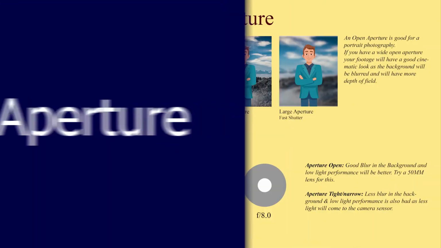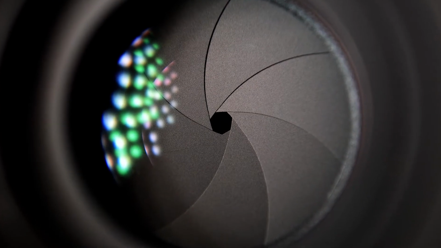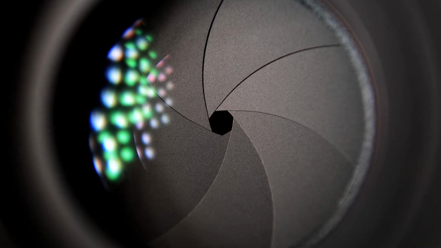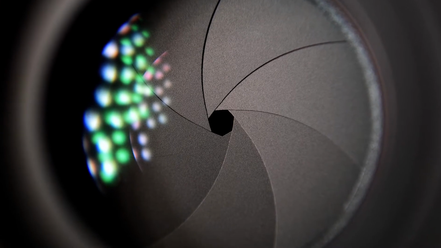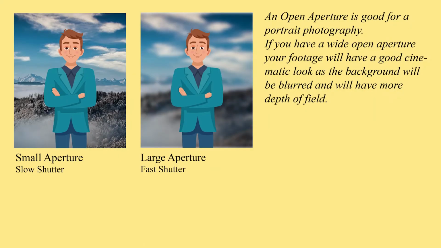Now it's time to talk about a closed aperture and how it is going to affect your footage or exposure. A narrow or tight aperture, or a closed aperture, allows less light to pass through the camera, and that's why it has a very bad performance in low light environments. It also gives less blur in the background, and that doesn't look like a normal cinematic view.